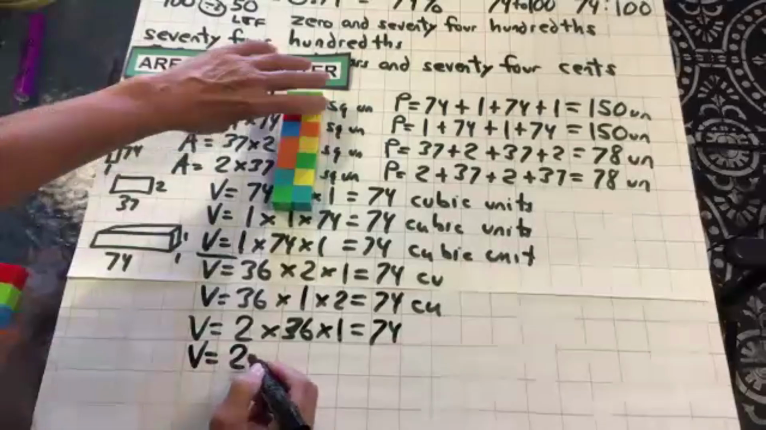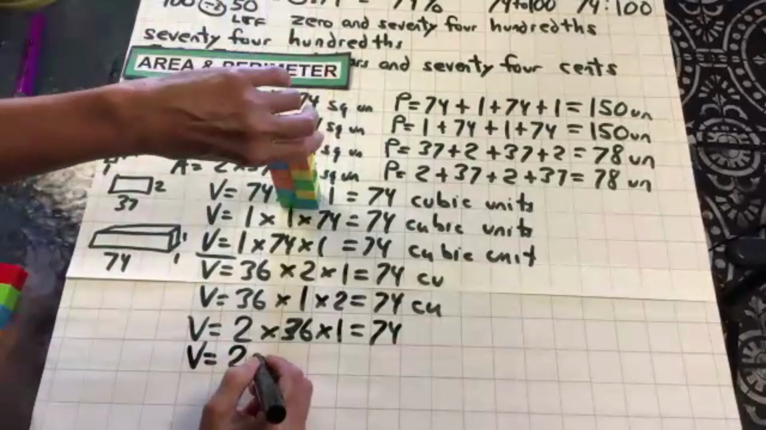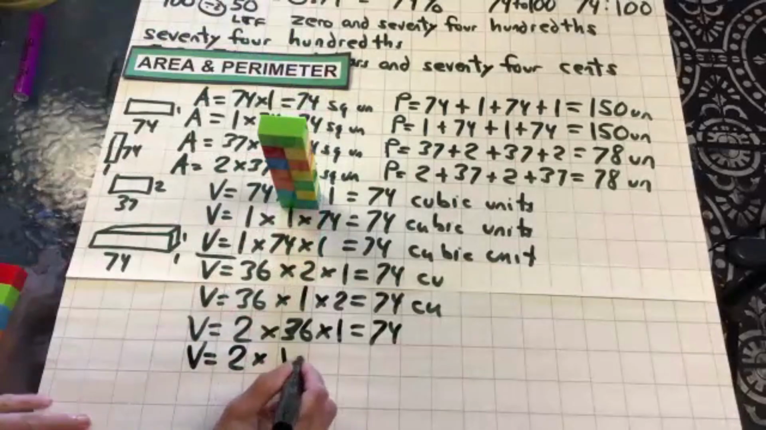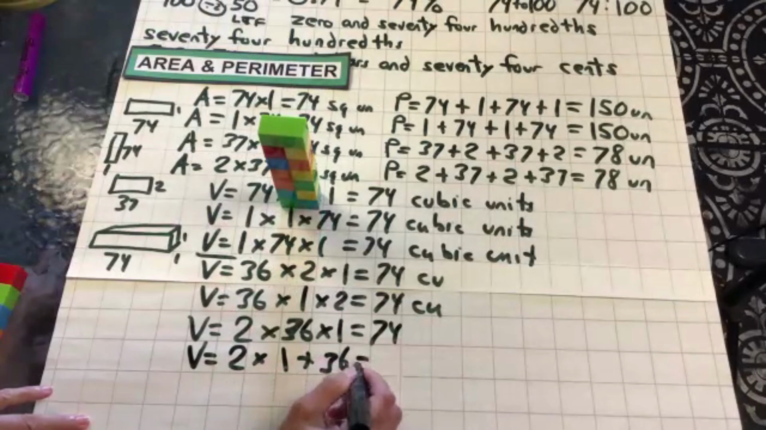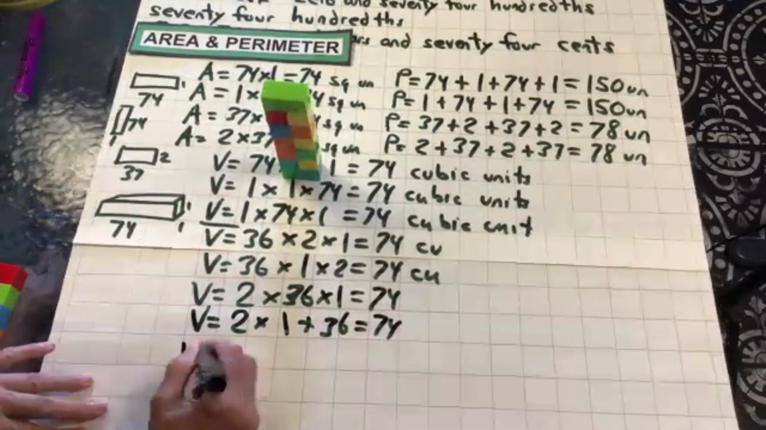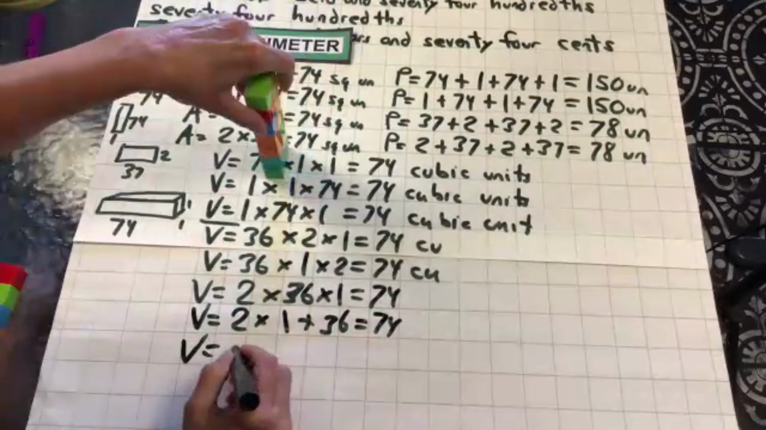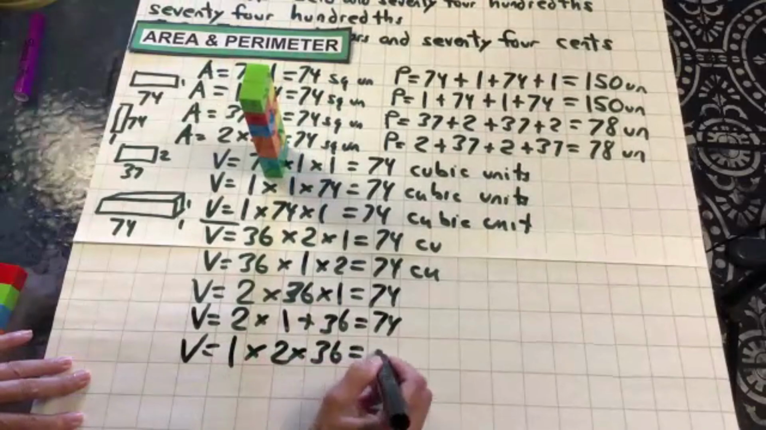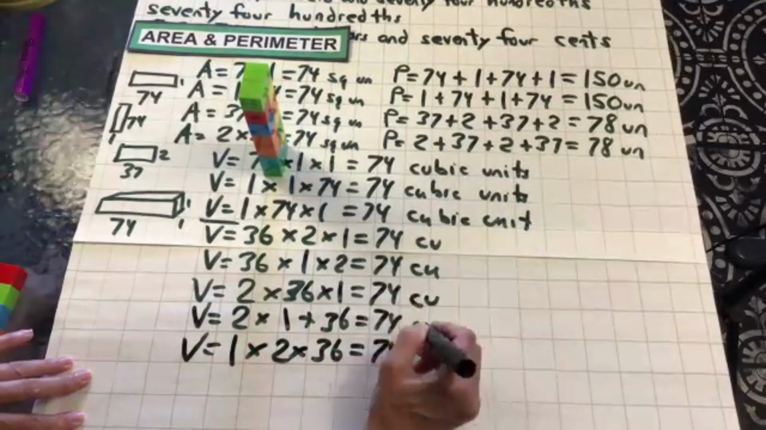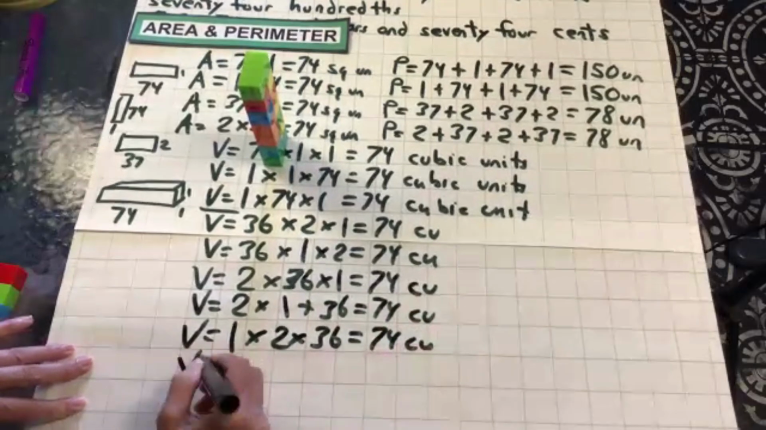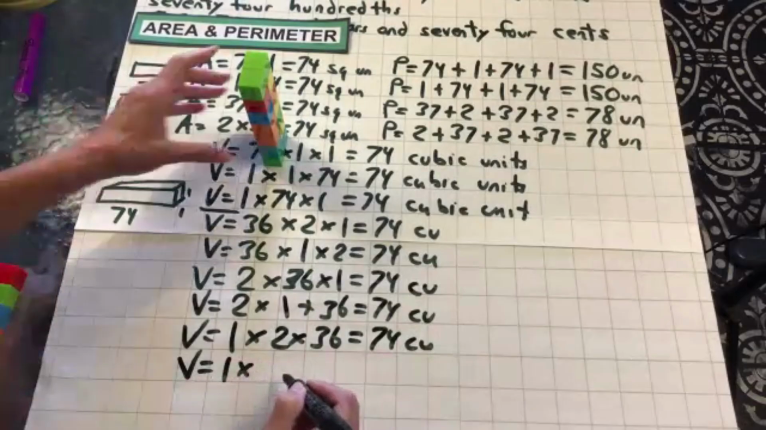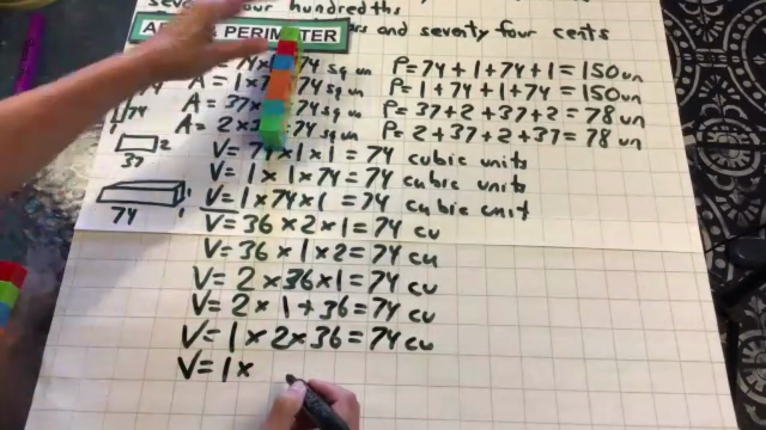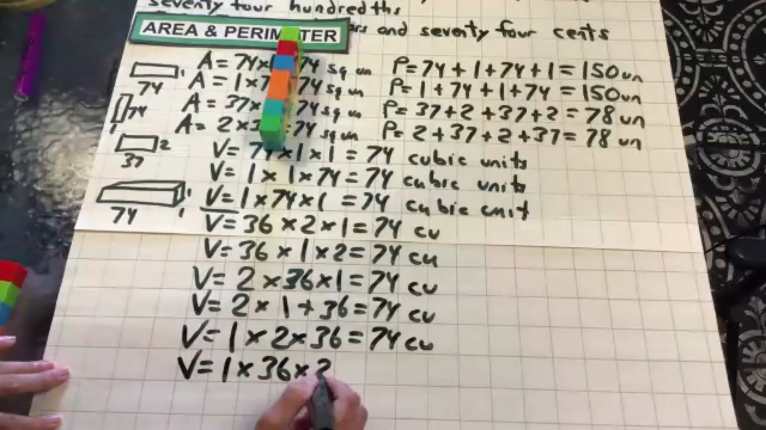We're going to have a 2 by 1 deep by 36 tall. And then we're going to have a 1 by 2 by 36 tall. And last but not least, a 1 by 36 by 2 tall.